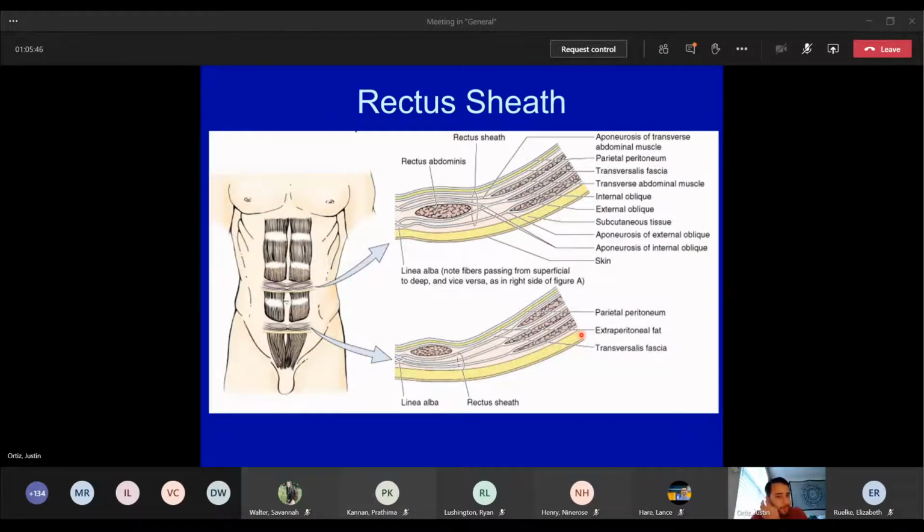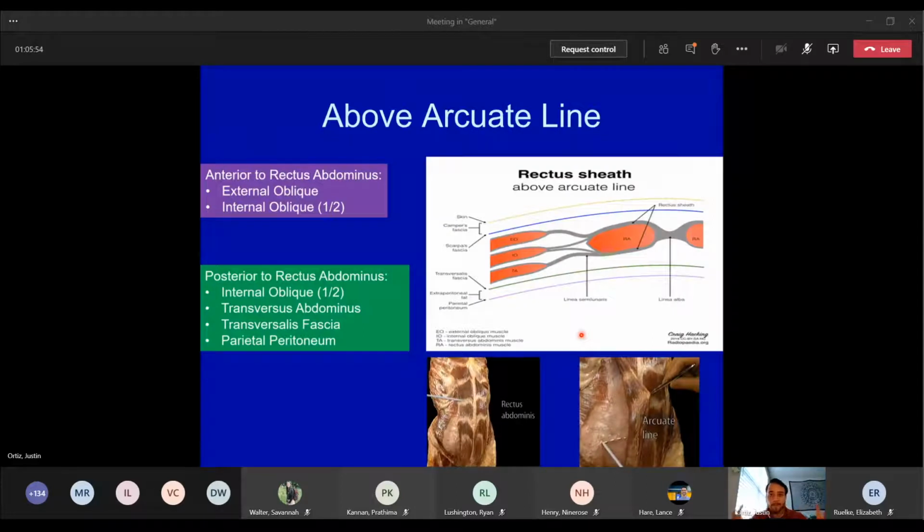Rectus sheath. I'm going to skip this slide, but I'm going to talk about the same exact thing on the next upcoming slides. So let's move on to the next one. So you have your arcuate line and you have above and below. I remember when I heard this last year, I was so confused. Let me know if it's confusing, because I know it was confusing the first time I heard it.